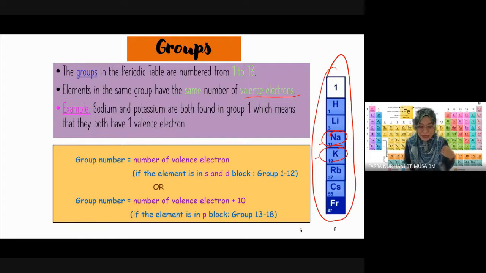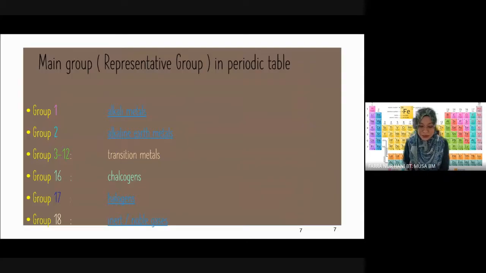So we can conclude that the group number equals the number of valence electrons for groups 1 until 12, as I said earlier. But for groups 13 until 18, you have to minus 10, which means the group number is the number of valence electrons plus 10. So take note of these two differences. That is the conclusion.